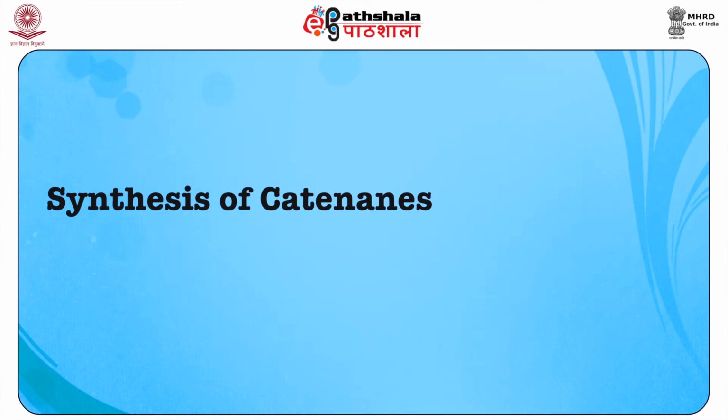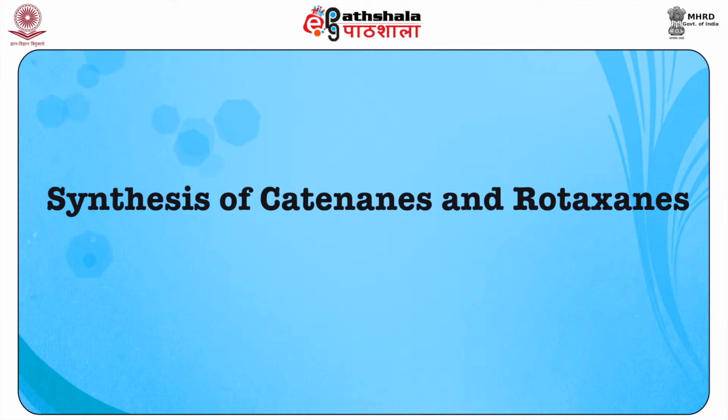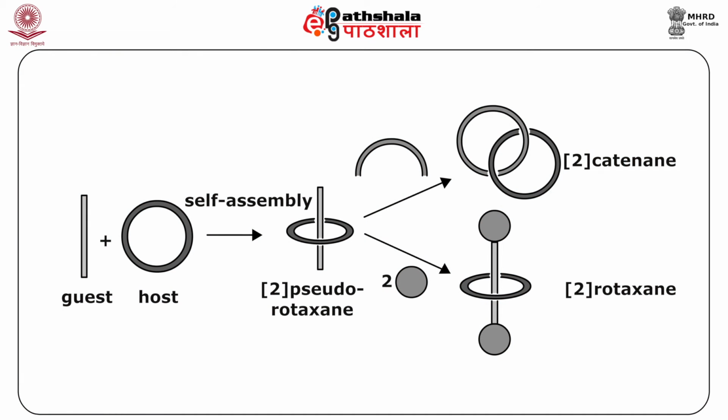Now, the synthesis of catenanes and rotaxanes is our next topic, which is very important. Typical synthetic procedures consist of the templated self-assembly of a pseudorotaxane, that is a kind of host-guest complex, using electrostatic or hydrogen bond forces with a metal ion, followed by ring closure, that is in catenanes, or termination at one or both ends with a bulky group, that is in the case of rotaxanes.